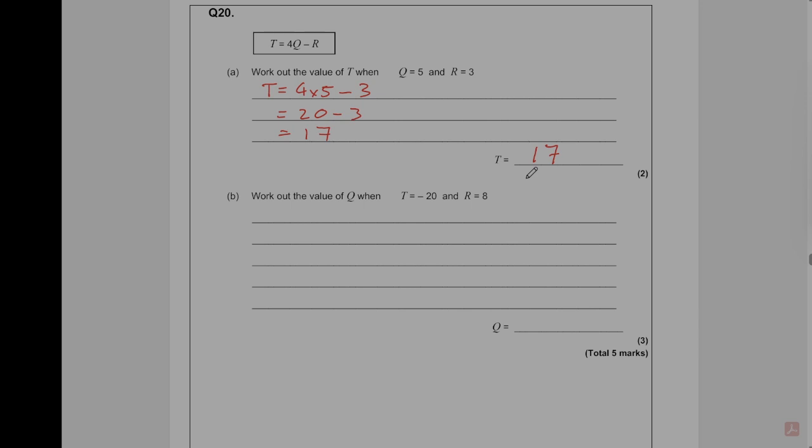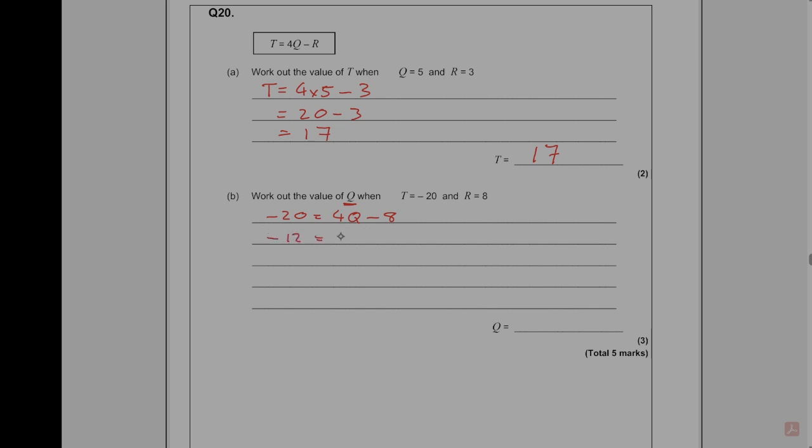And part B, work out the value of q when t is equal to minus 10 and r is equal to 8. So work out the value of q. Right, so let's substitute in then. So minus 20 is equal to 4q minus 8. So to solve this, I'm going to add 8 to both sides. So that's going to give me minus 12 is equal to 4q. And then I'm going to divide both sides by 4 to get minus 3 is equal to q. So q would be equal to minus 3.